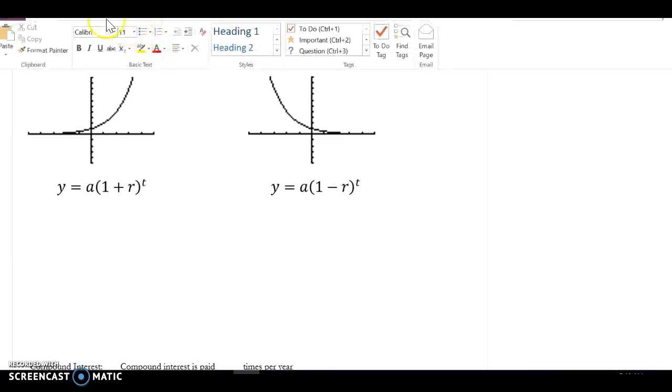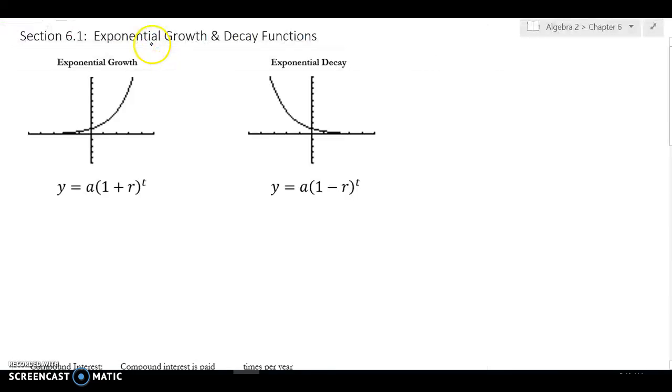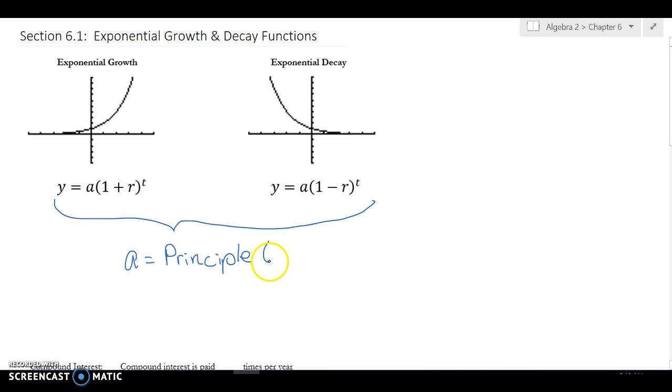Alright, what we're working with on this video is making sure we understand and learn about exponential growth and decay. There are some things you need to know that go with both of these. A is usually your principal, but that's also where you cross the y-axis, so it's the y-intercept. Let's name it that instead. Y-intercept, it's your starting off point.